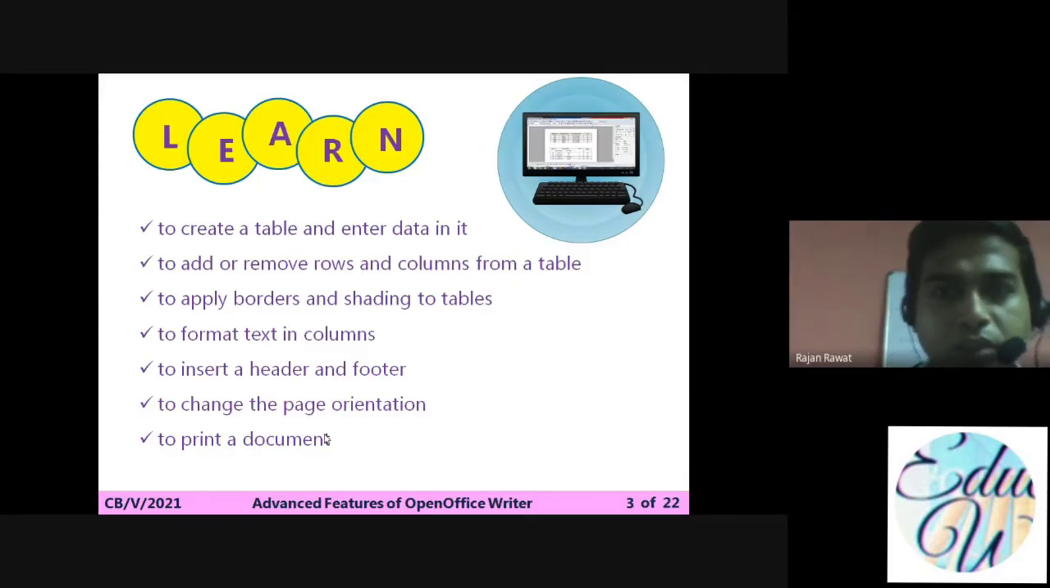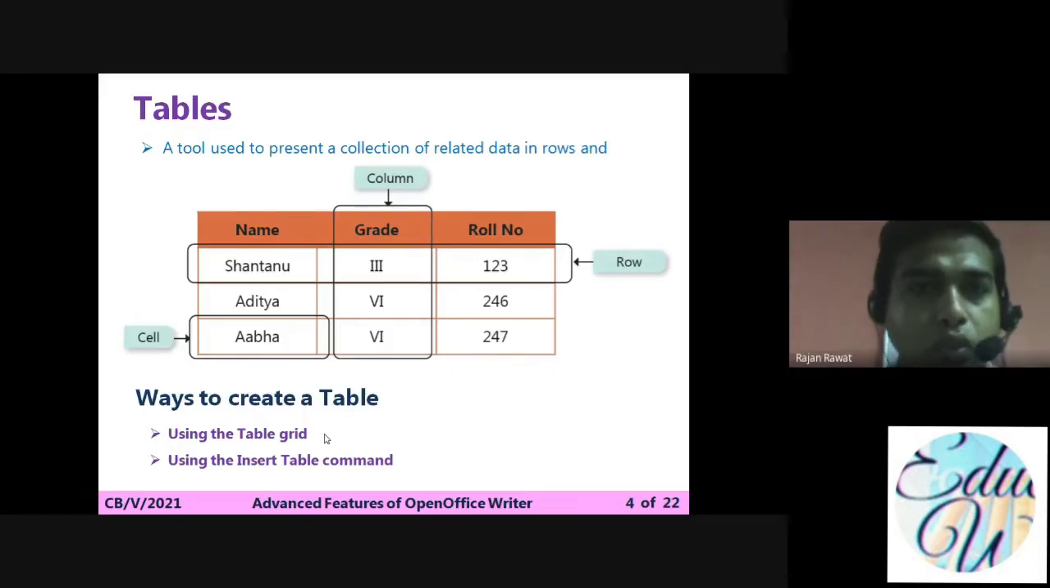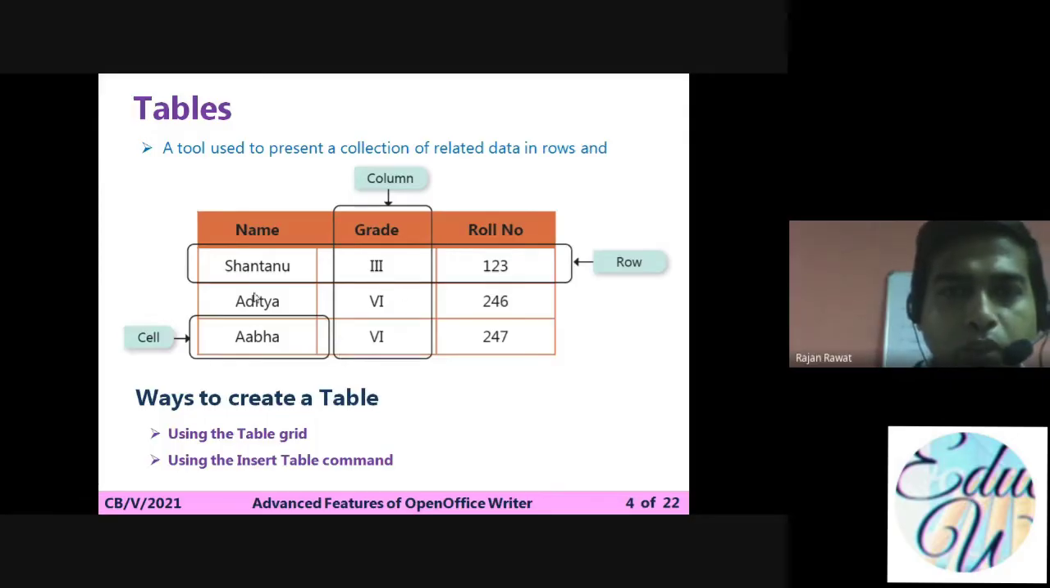First of all, let us understand the very most important thing, how to create a table in OpenOffice. Before that, we will understand two terms related to a table, that is column, row and cell. Friends, you can see on your screen that one horizontal line is given, this one. You can see my cursor is moving along this horizontal line, where Shantanu 3rd 1 2 3 is written. That together is called a row, okay?